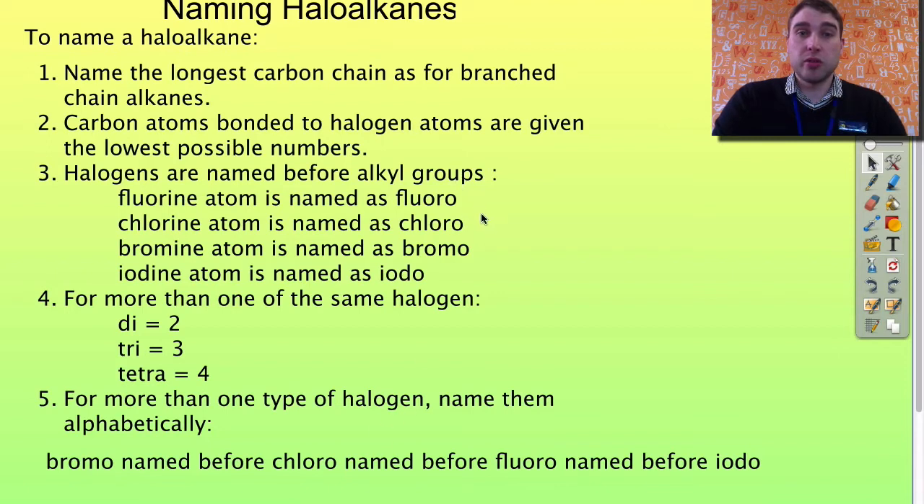So fluoro, chloro, bromo, iodo, they're the prefixes that go before the chain. If you've got more than one of the same, you use di, tri, tetra. If you have more than one type of halogen, then you go in alphabetical order.